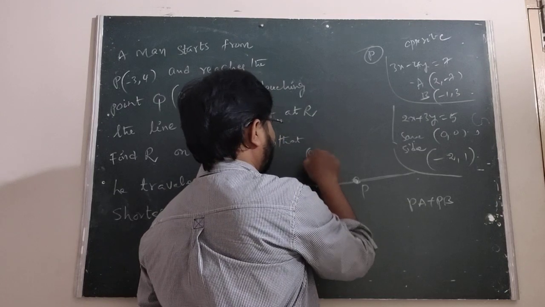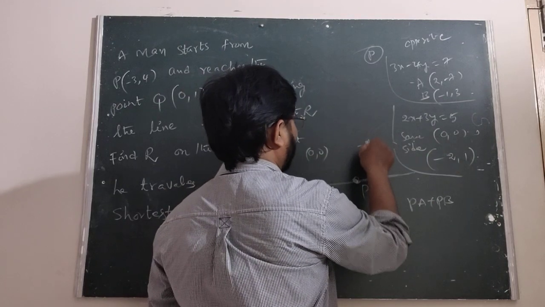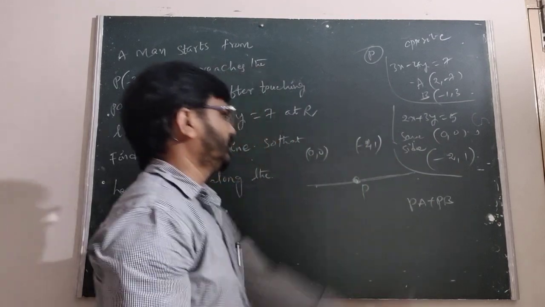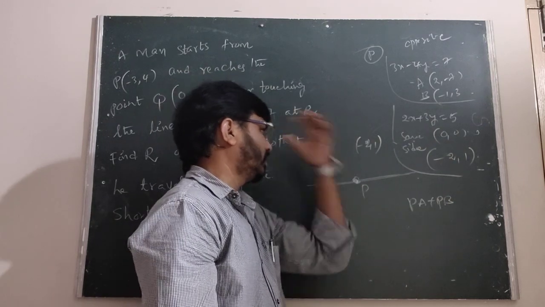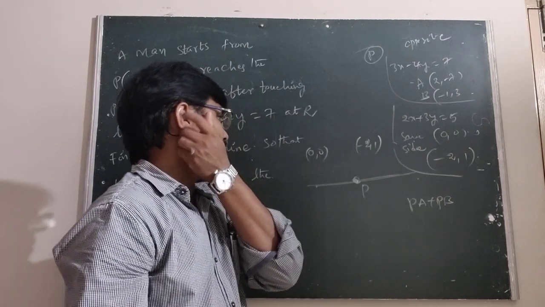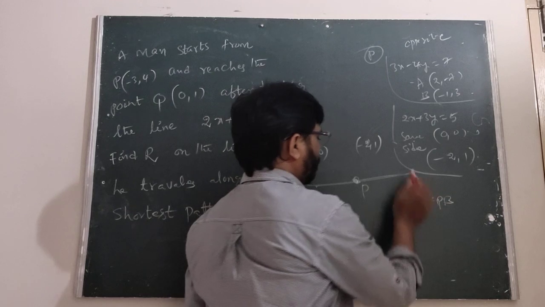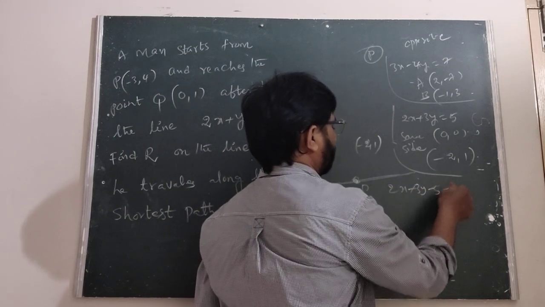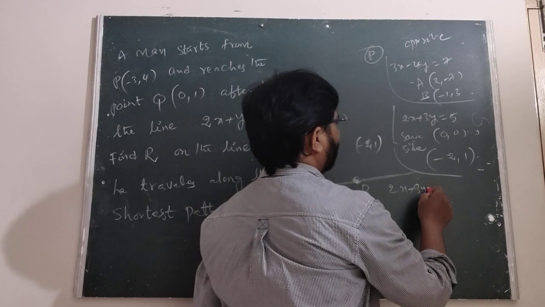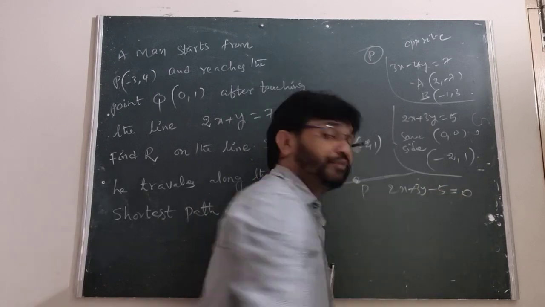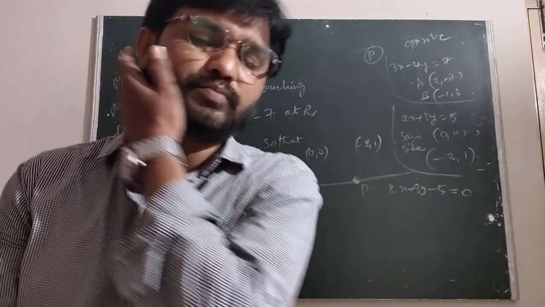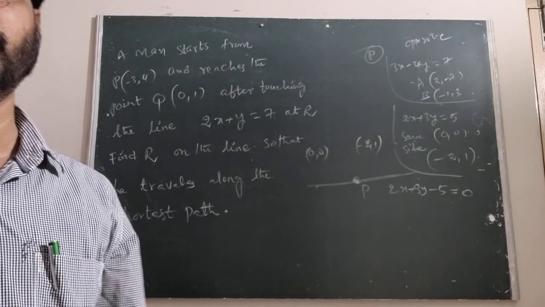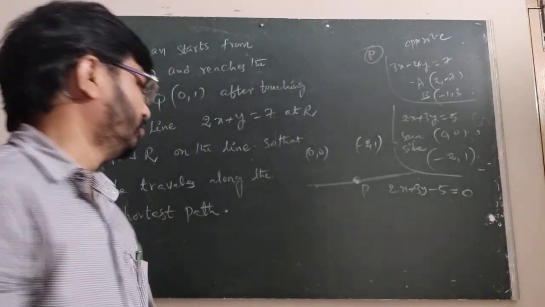We are taking the origin as one point, and another point is (-2, 1). Here the origin and (-2, 1) are on the same side of the line 2x + 3y - 5 = 0. Now we have to find the minimum distance of PA + PB. How to find the minimum distance?